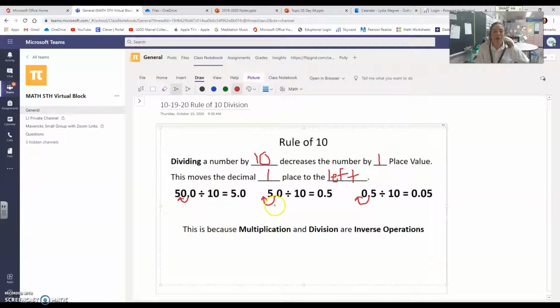Okay, the reason that it works for division almost the same way it works with multiplication is because they are inverse operations. So let's take a look at some examples.